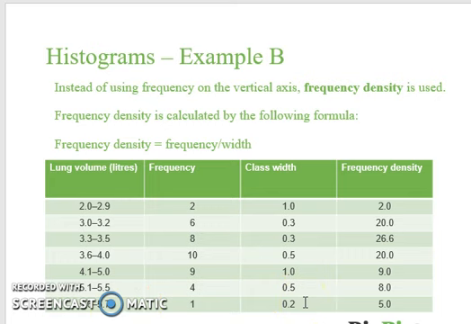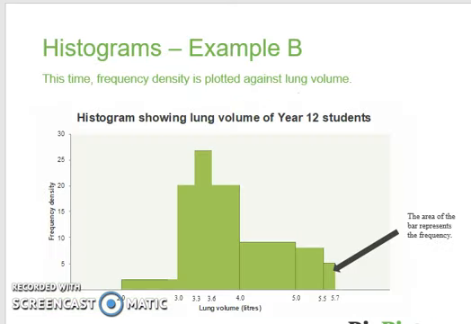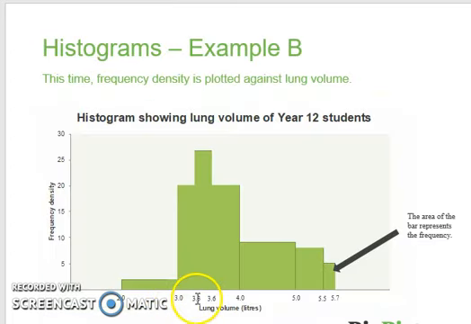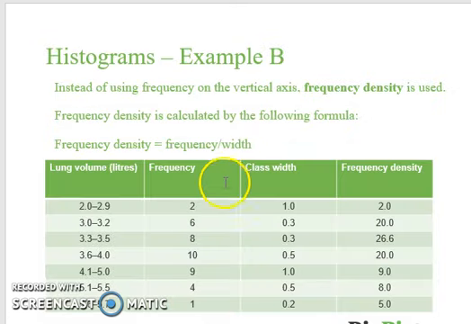So whenever the class widths are different, the first thing to do to plot the histogram is to find the frequency density using the frequency and the class width. See, the frequency density is 2 divided by 1.0, which is 2.0, or 2 itself, 6 divided by 0.3, which is 20, and so on. In the same way, you are requested to find the frequency density, and instead of frequency, we will be plotting frequency density against the data value. See, from 2.0 to 2.9, the frequency density is how much? It is 2. And 3 to 3.3, how much is the frequency density? See, it is 20.